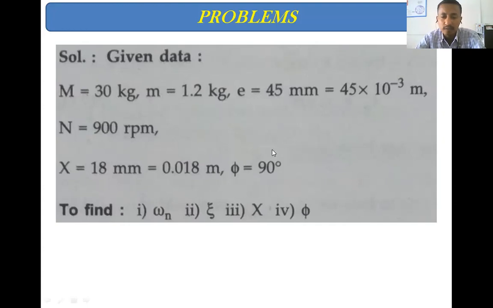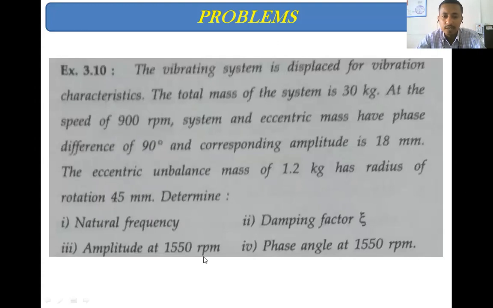Here phase angle and amplitude are both given, and we need to find the amplitude and phase angle at 1550 rpm. The earlier amplitude and phase angle are at a speed of 900 rpm. If the speed is changed to 1550, what are the values? That we need to calculate.